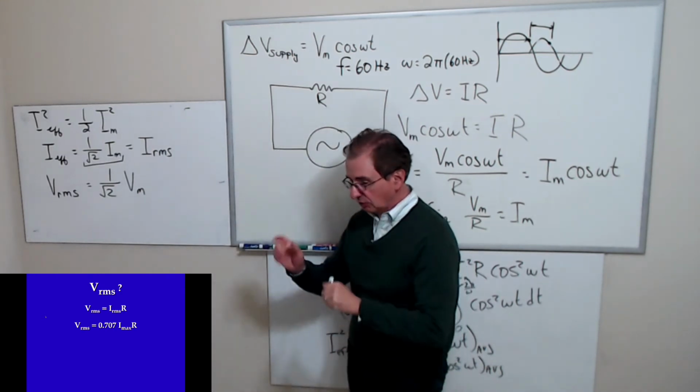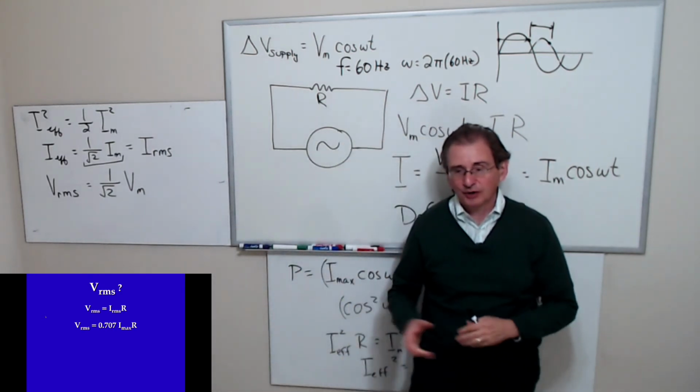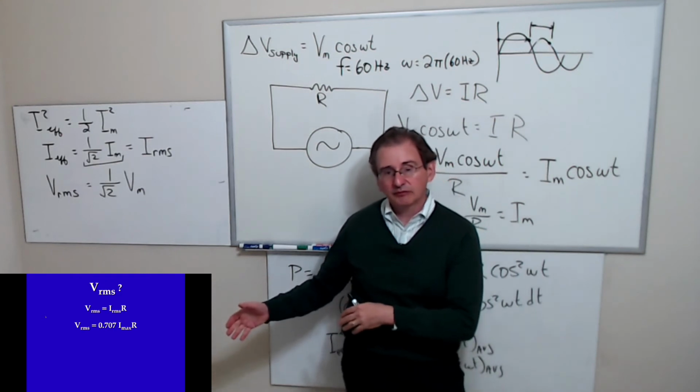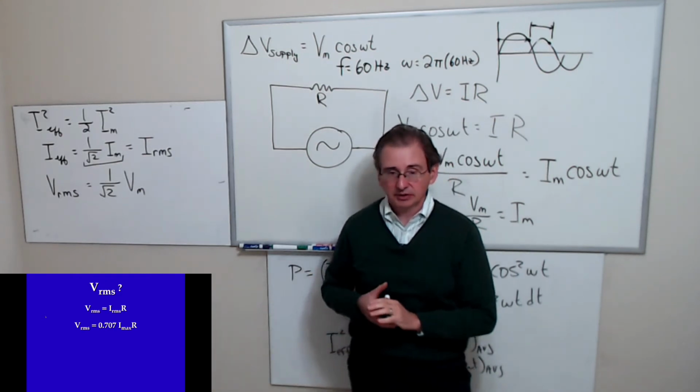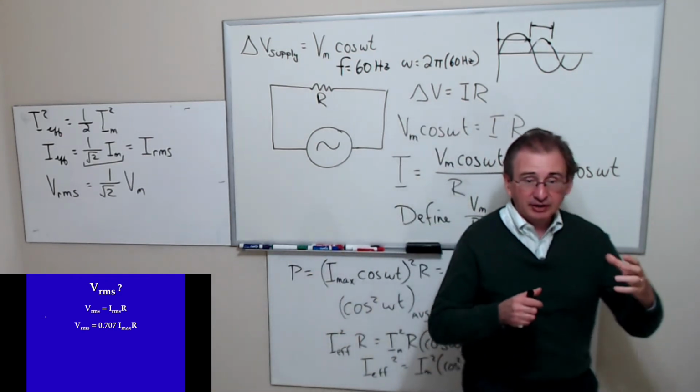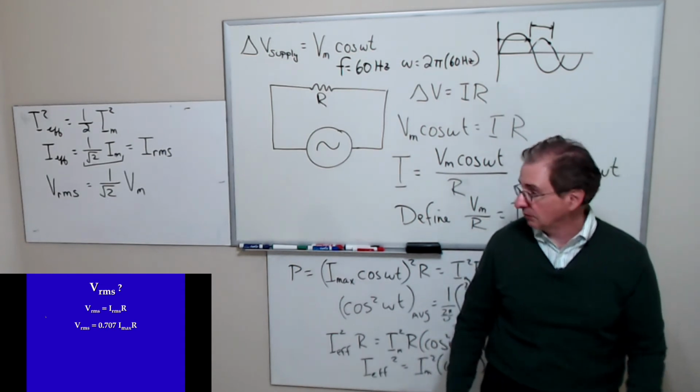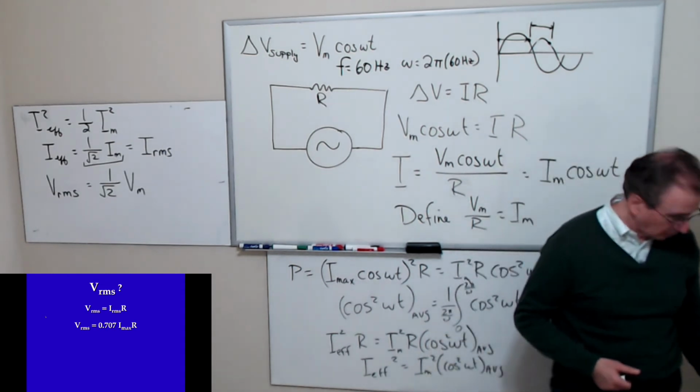And so like I said, what's coming out of your regular outlet is 120 volts. That's an RMS voltage. The actual Vmax is about 170. It's going to be 120 times the square root of 2.